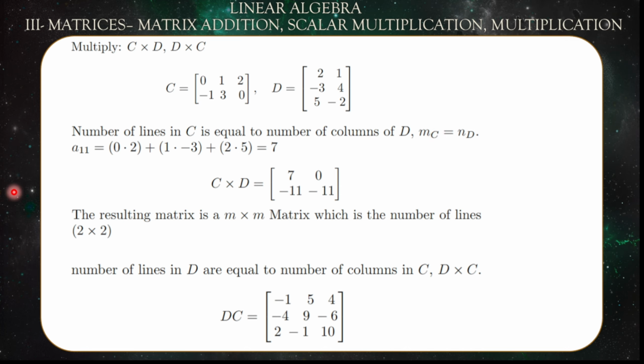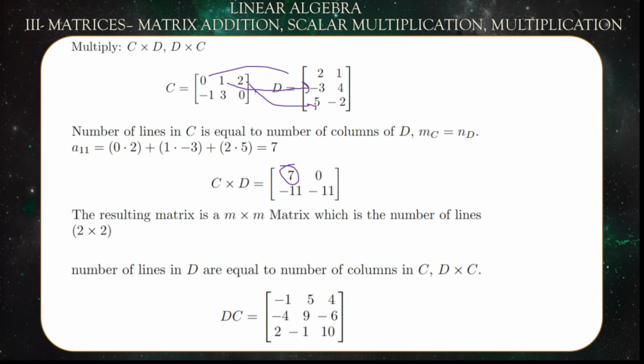A11 is equal to, so the element that will sit on the first row, first column, is equal to the product of the first row with the first column, giving us 0 times 2 plus 1 times minus 3 plus 2 times 5. So minus 3 plus 10 equal to 7. That would be the first element.